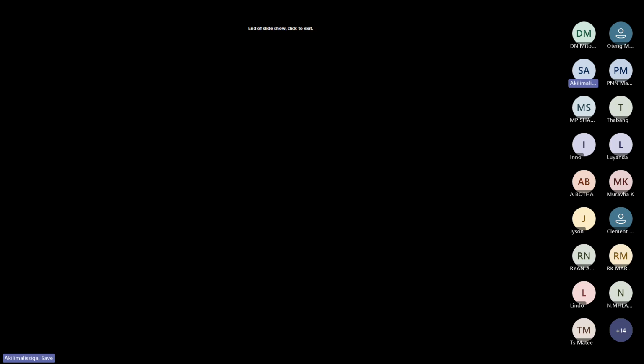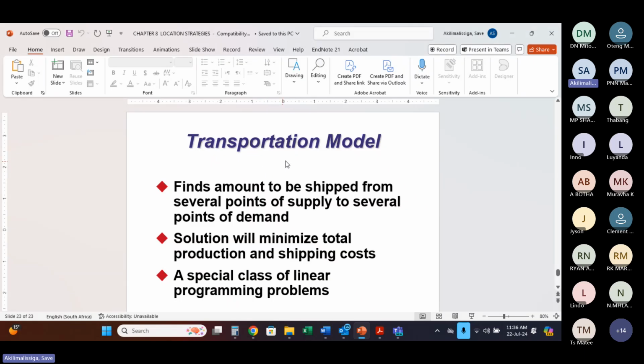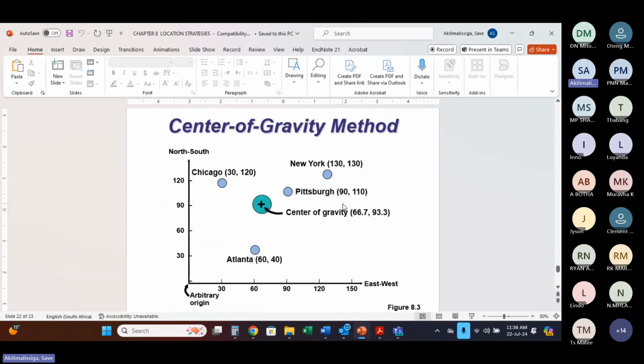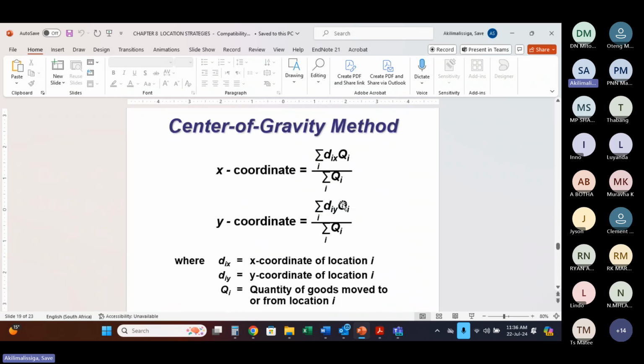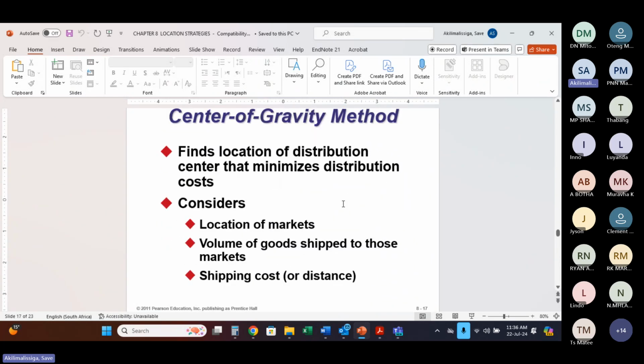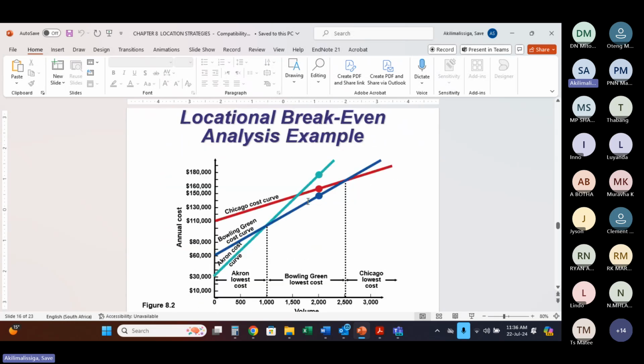So guys, I think that's what we needed to discuss today. And next time when we meet, we're going to have some exercises in order to understand how to approach a scenario whereby you are asked to use probably the factor rating analysis, the break-even analysis, or the center of gravity model in order to come up with appropriate recommendations. So that is what is going to take place.